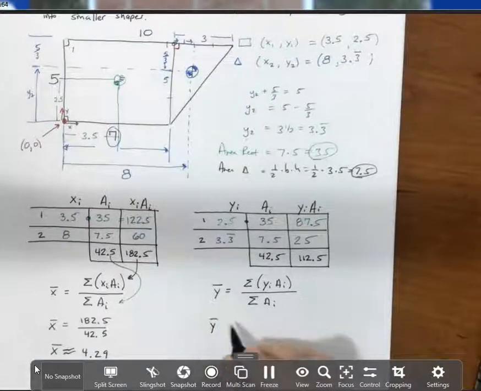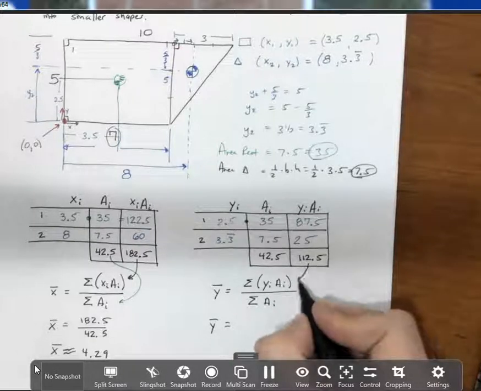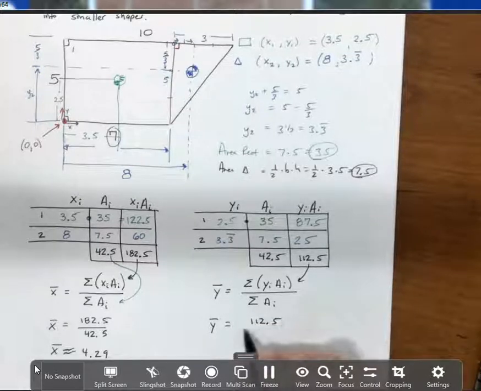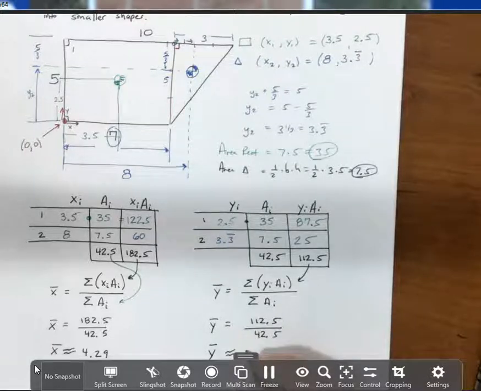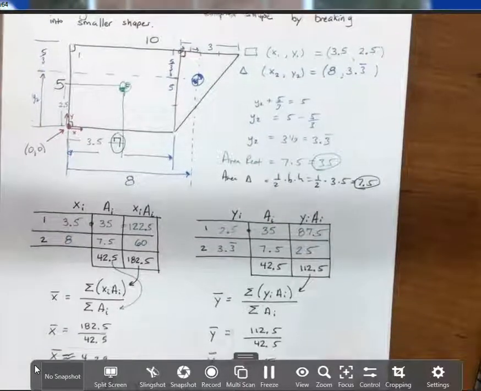And then for the y coordinate of our centroid, again, we need these values here. First, it's the sum of the products, so that's our 112.5. And then that gets divided by the sum of just the areas. That's the 42.5. And we get approximately 2.65. So the centroid's location for the overall shape is 4.29, 2.65. And let's go ahead and mark that on the shape and try to approximate where it is.